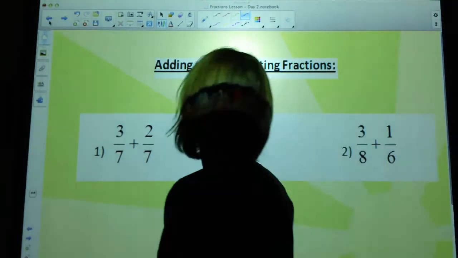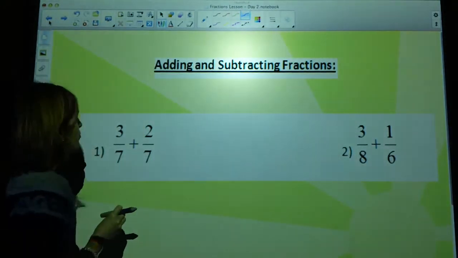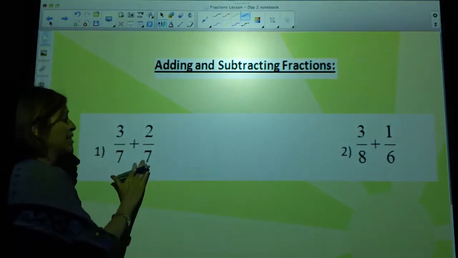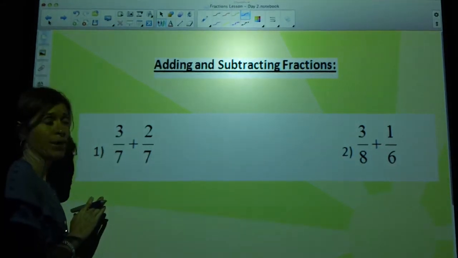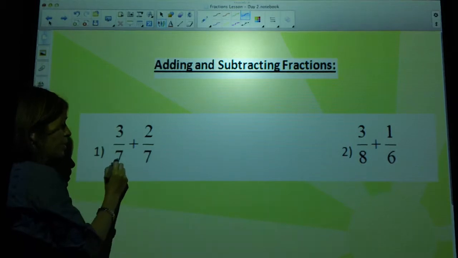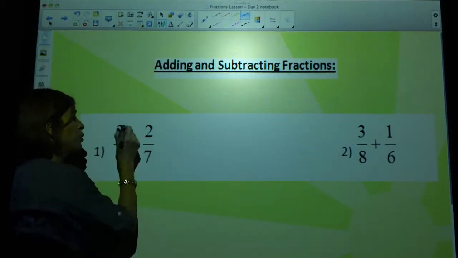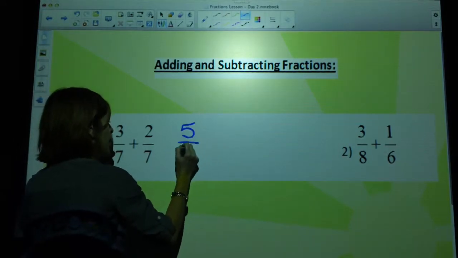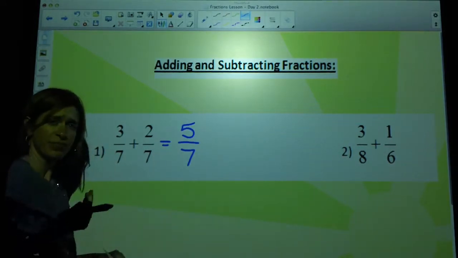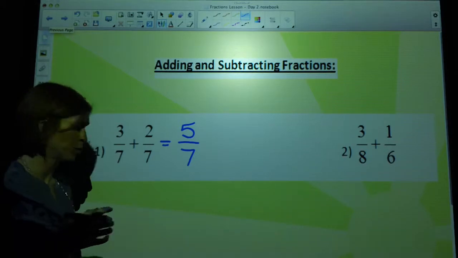So let's just remember that when we're adding fractions, the denominators both need to be the same. This part is called the numerator, this part at the bottom is called the denominator. As long as the denominators are the same, we add the numerators and we keep the denominator. I'm pretty sure that everyone feels pretty comfortable with that.